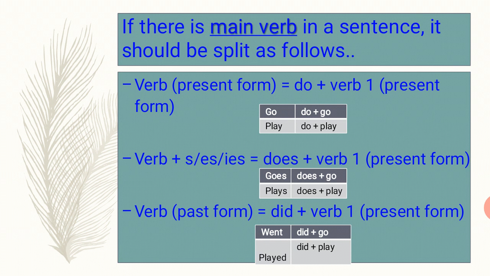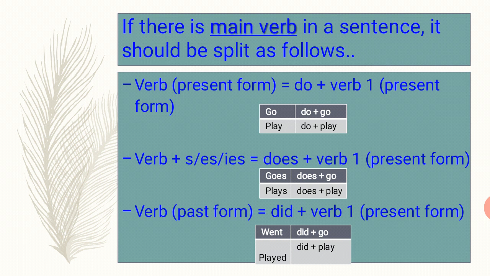If there is a main verb in a sentence, it should be split as follows. How do we split the main verb? For example, if the verb is given in the present form, we split it with do plus verb 1, the present form. And a verb with s, es, or ies, because that verb always follows a singular subject in the present. Then we identify that the verb has s in it, and we split it with does plus verb 1, also the present form.